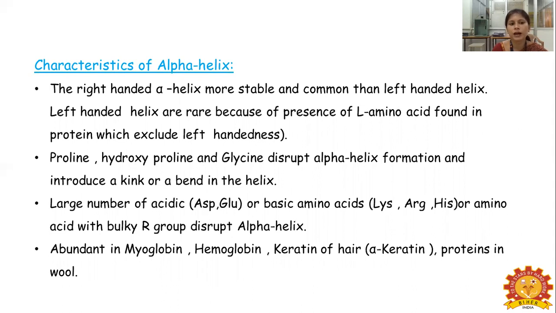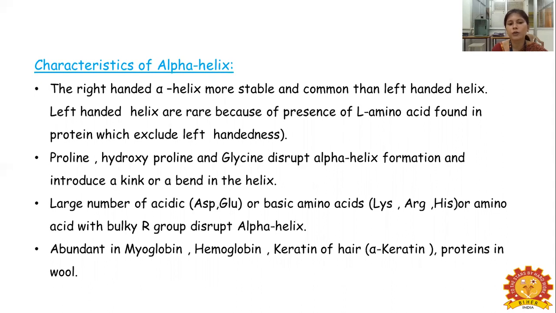The three amino acids proline, hydroxyproline, and glycine disrupt alpha helix formation, and this will introduce a kink or a bend in the helix. So if you want to break the structure, we can introduce these amino acids into the alpha helix. A large number of acidic groups like aspartic acid or glutamic acid, basic amino acids like lysine, arginine, histidine, or amino acids with bulky R groups also disrupt the alpha helix.